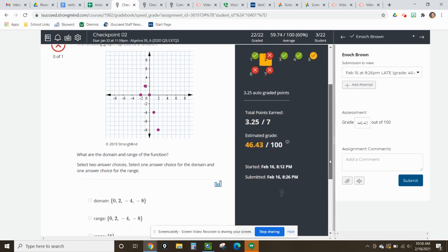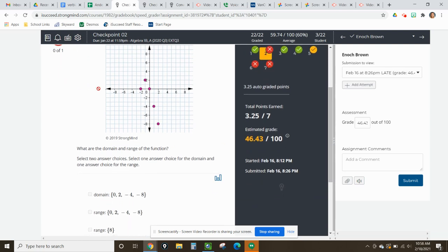So domain means the x values. So along the x-axis, which x values do we have? So here we have a point at -2. We also have a point at 0 on the x-axis. Oh, sorry, that's -1 right there. So we have a point at -2, we have a point at -1, we have a point at 0, we have a point at 1, and we have a point at 2. So the domain should be -2, -1, 0, 1, and 2.